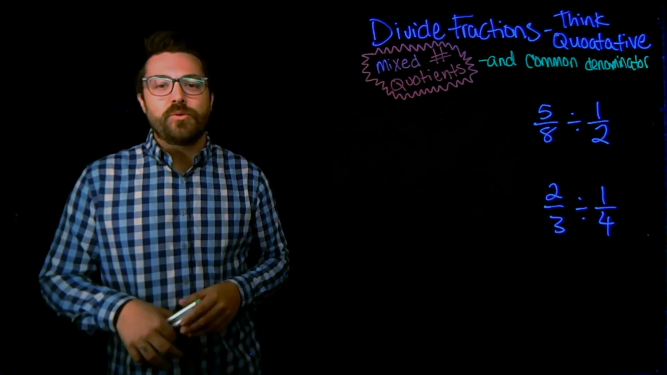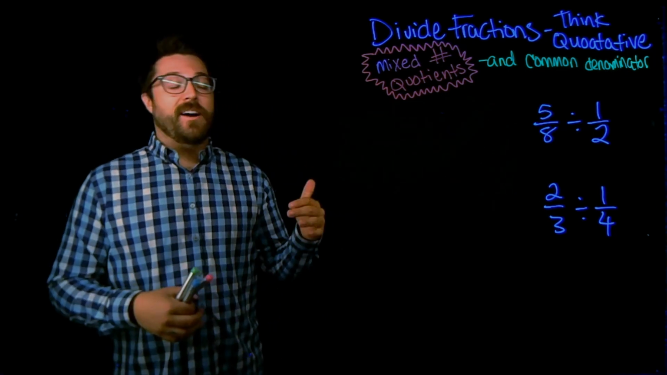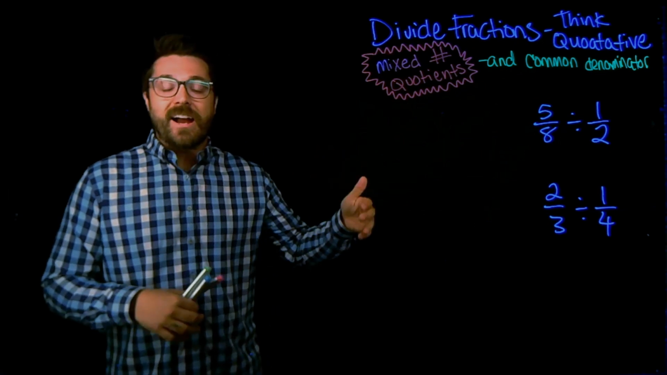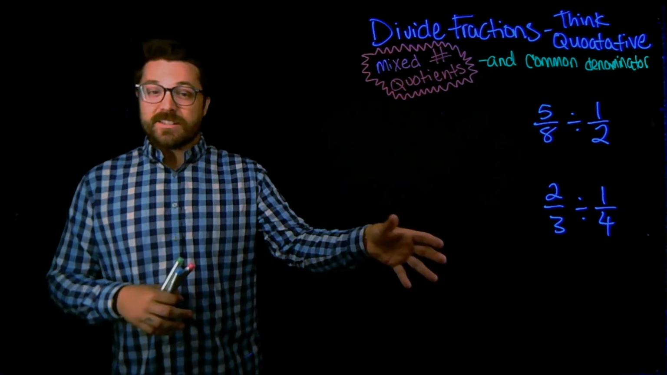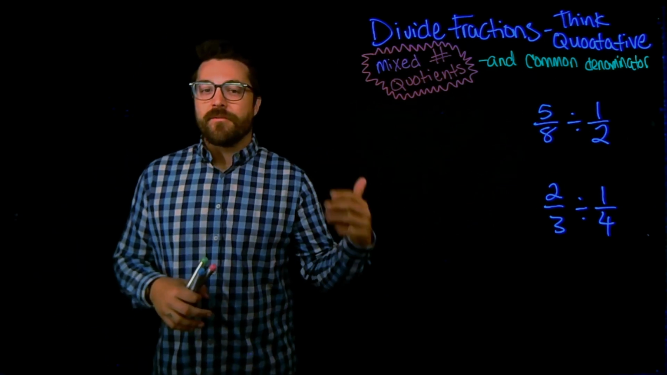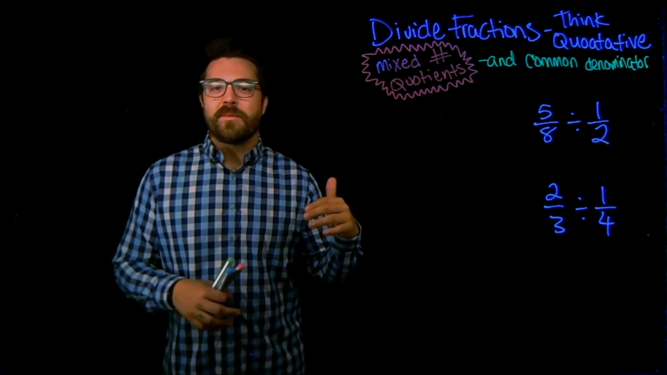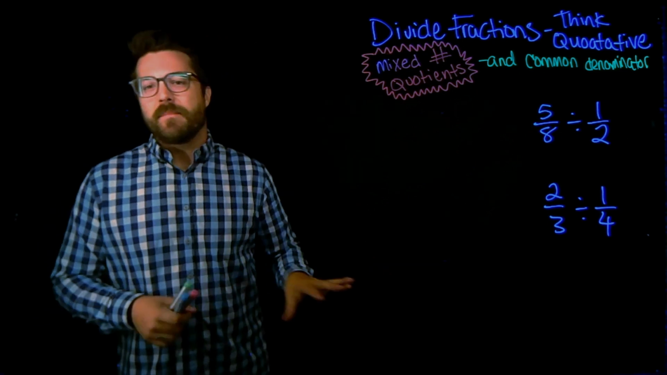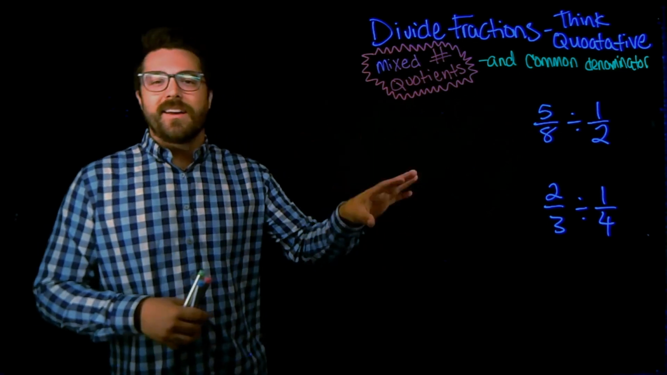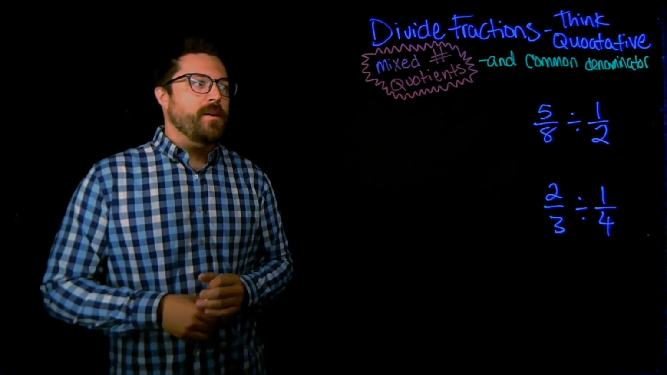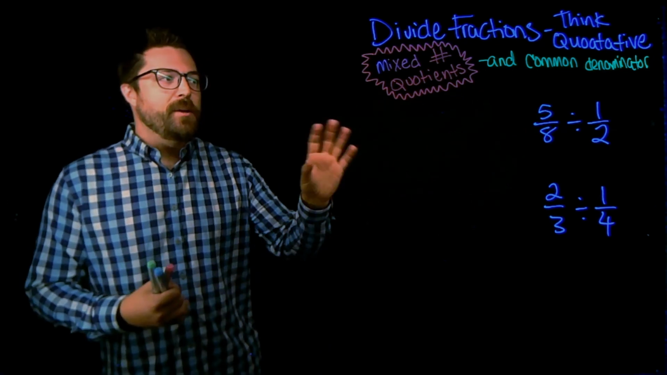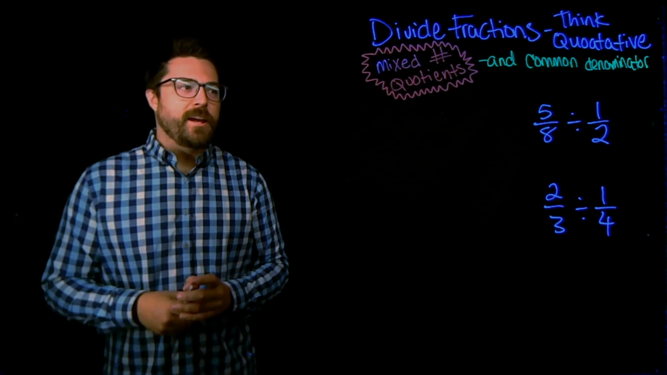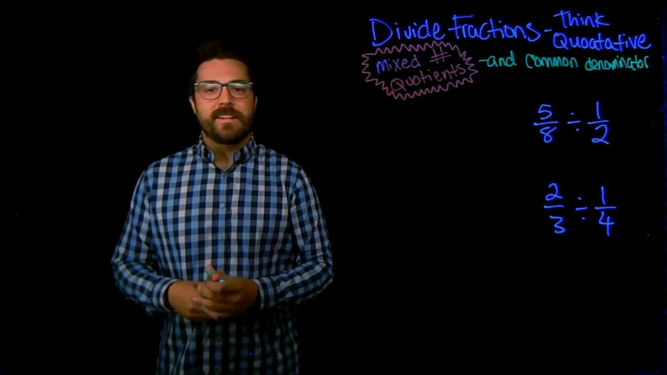This is part 2 of a 3-part series looking at dividing fractions, fractions divided by fractions, building from where students start in 5th grade to now 6th grade: dividing fractions by fractions, dividing mixed numbers, fractions greater than 1, and anything that can be written in this form. So dividing fractions by fractions, where we are thinking quotatively and also using common denominators along the way. And like I said, this is part 2.